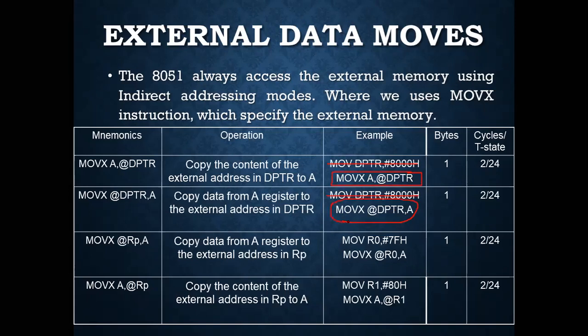Now coming to the third one, MOVX @Rp, A. This may be required when the external address is to be stored into the Rp register. Now remember, this Rp register is only R0 and R1 in the register banks. Here also, for example, the same example; again, you need not focus on this initialization instruction.